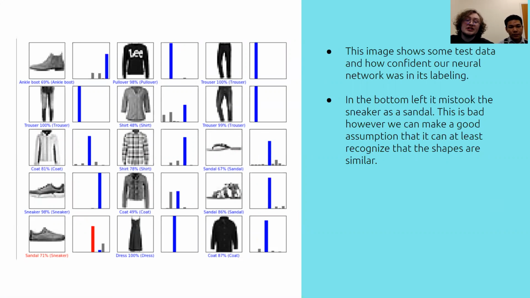We can see for most of these images, our network was able to confidently guess the correct label for these clothing items. However, we see in the bottom left-hand corner that our network confidently categorized a sneaker as a sandal. Even though this is wrong, this is a good sign that our data is not overfitted. Our neural network was still able to classify this piece of footwear as a piece of footwear, not as a dress or a shirt. It was still able to categorize this thing based on its shape.